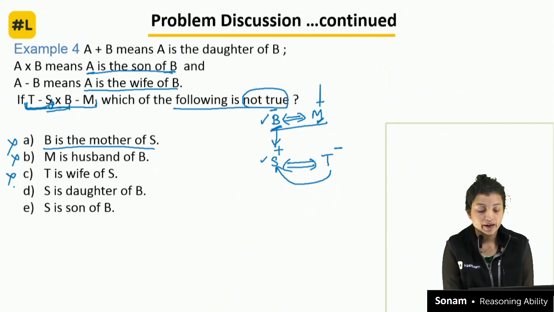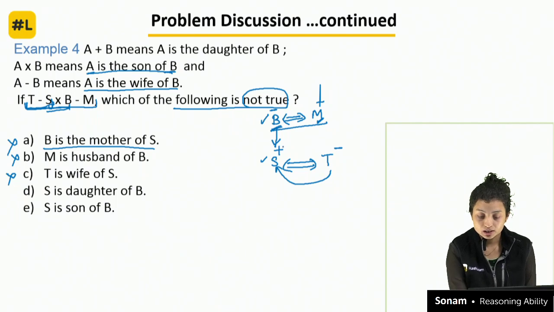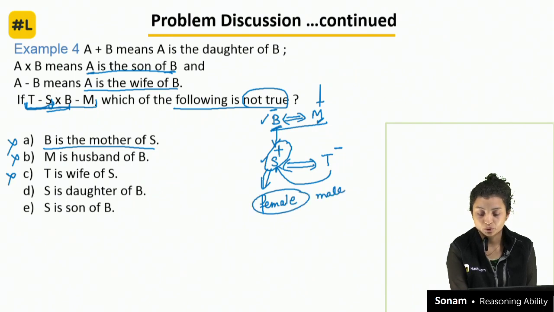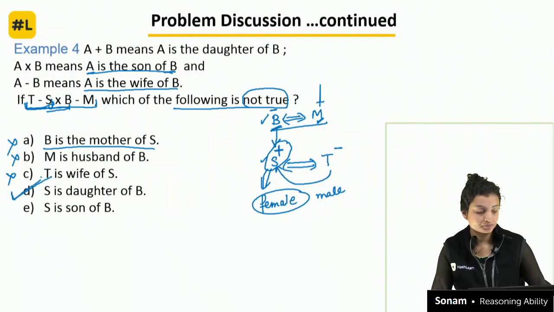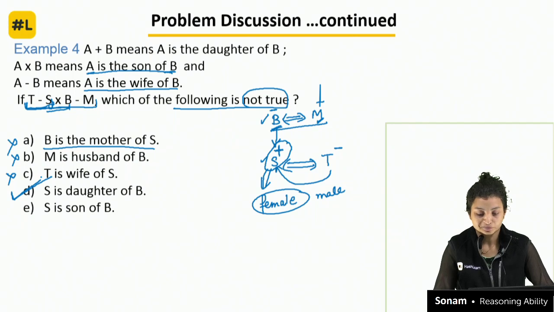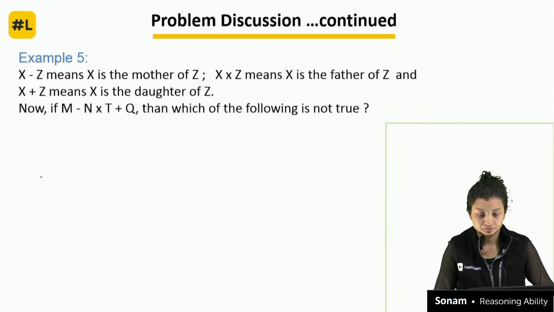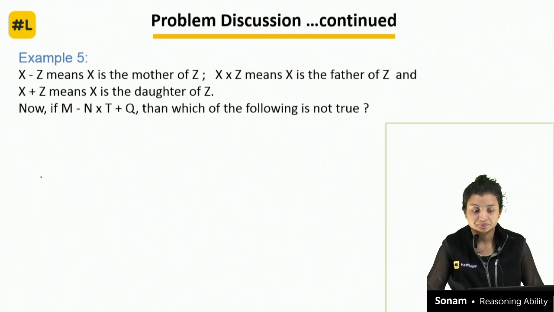Fourth option, S is daughter of B. Is S daughter? No, it's a female, right? Or is it female or male? We have put a plus sign over here. So it's a male. So which of the following is not true? Option D. Correct? Okay, next example.